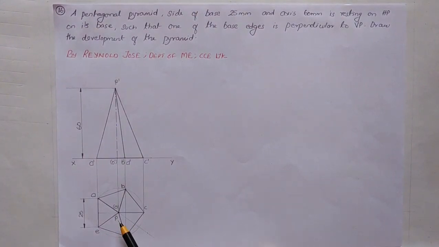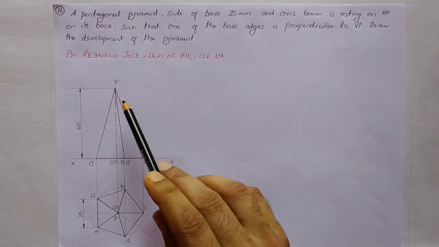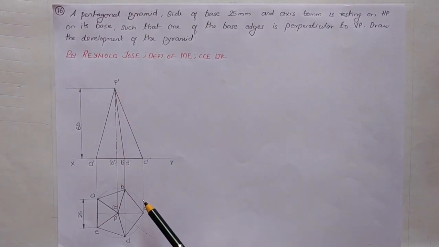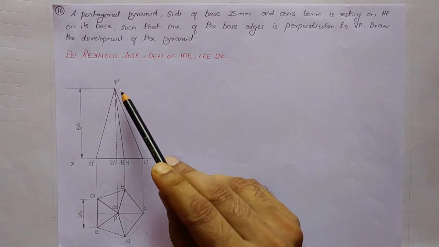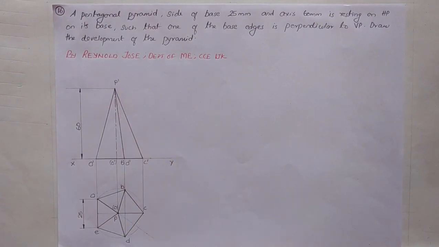In this case, if you notice the top view, PC is a slanting edge, and this slanting edge is parallel to the XY line. Parallel to the XY line means parallel to VP. So whenever a line is parallel to the XY line, its front view will have true length. That is, P dash C dash will have true length. So by measuring P dash C dash, we will get the true length of a slanting edge of this particular pentagonal pyramid.